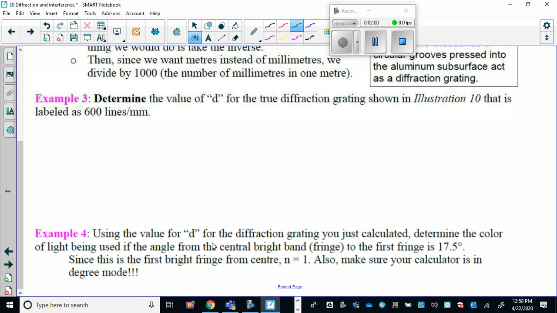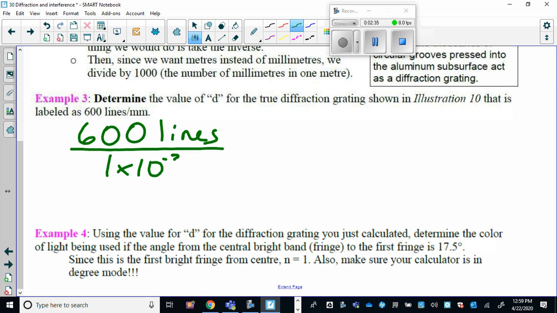Example number 3 says, determine the d value for a diffraction grating shown in illustration 10 that is labeled as 600 lines per millimeter. There are multiple ways you can do this. The way that I like to do it is set it up as a proportion, or at least I'll show you this so that you can figure out the principle behind it. So there are 600 lines per millimeter, and I'm not going to write 1 millimeter. I'm going to write 1 times 10 to the negative 3 meters, because d is the distance between the slits and we want it in meters.